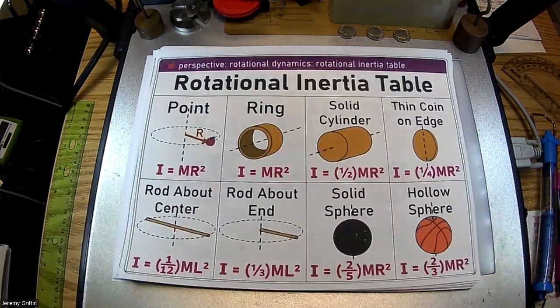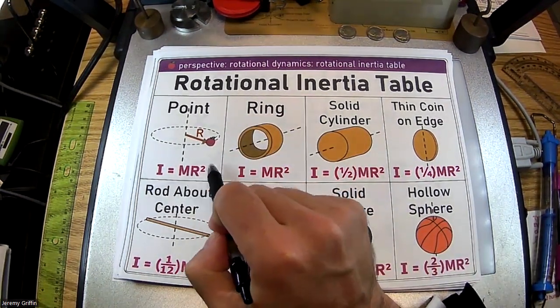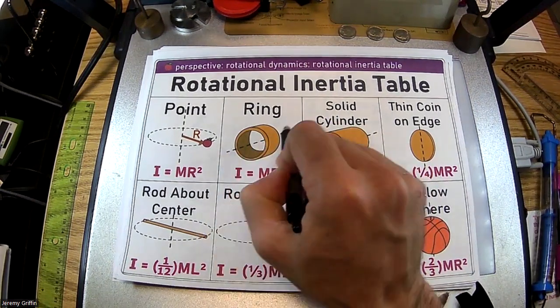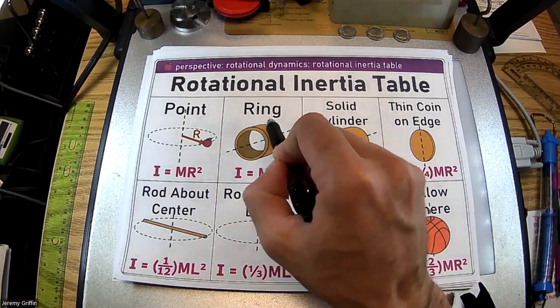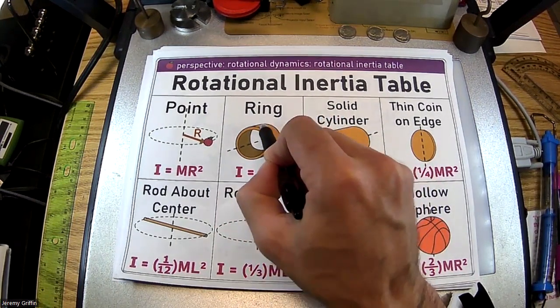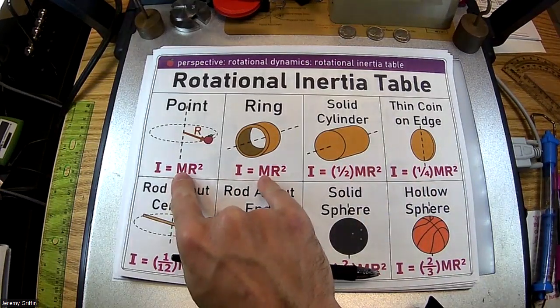Okay, let's look at a rotational inertia table. So for a single point mass, it's just mr squared, right? For a ring rotating about the central dashed line axis right here, it's really the same story. What if you break this into a billion different points? It's mr squared for every single point, so the aggregate effect is still mr squared. So those two expressions are identical.